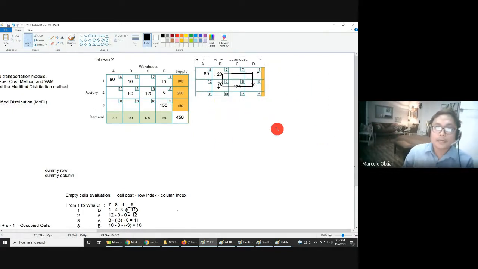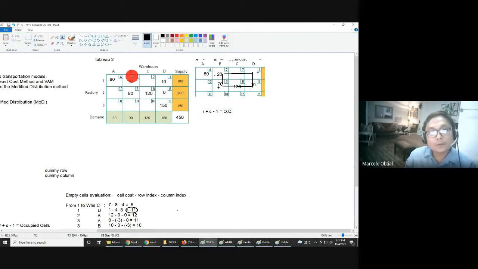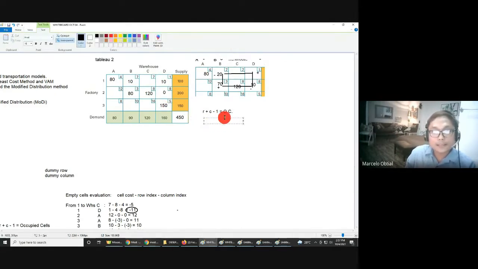Okay, so next na tayo. Next, let's go back with the algorithm. We always check if the row plus column minus 1 is equal to the occupied cells. Okay? So let us check. 1, 2, 3, 4, 5. The 0 here is still an empty cell, so do not count the 0. So I think 6 is equal to 6. How many rows do we have? 3. Then we have 4 columns. That's 7 minus 1, 6. 6 is equal to 6.